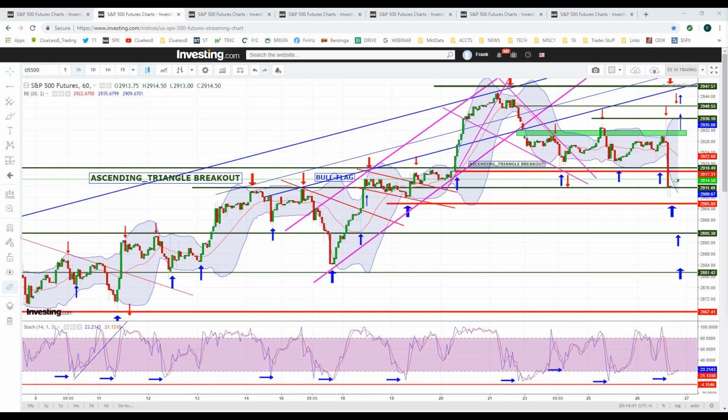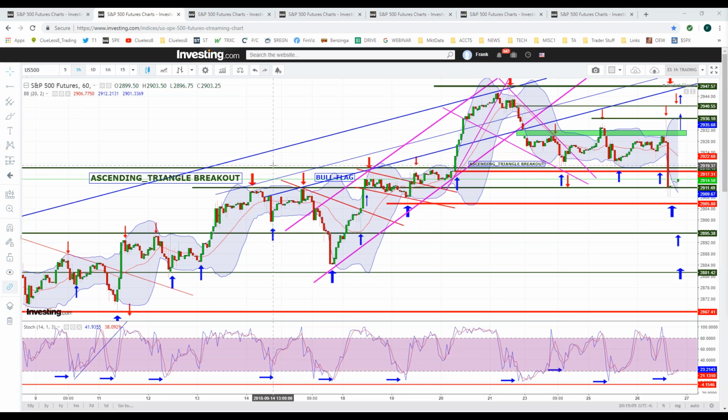So saying all that, let's take a look at this chart and try to break it down so everyone, especially newer members, can understand what I'm trying to do here. First of all, some people have asked me, why do you use futures charts? Why don't you use the S&P? I do. I show the SPX.